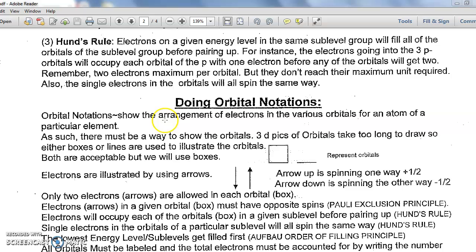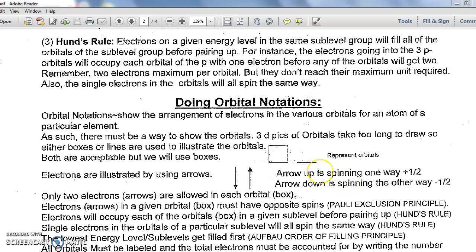So as we're moving through the notes here, today we are going to focus on the first of the 4 ways of doing it. It's orbital notations. Remember, in orbital notations, we don't actually draw pictures of the orbitals. We're going to have a box or a line represent it. And then we're going to do arrows for electrons. An arrow up represents the electron that's spinning, generally they say clockwise. An arrow going down is an arrow that would spin counterclockwise.